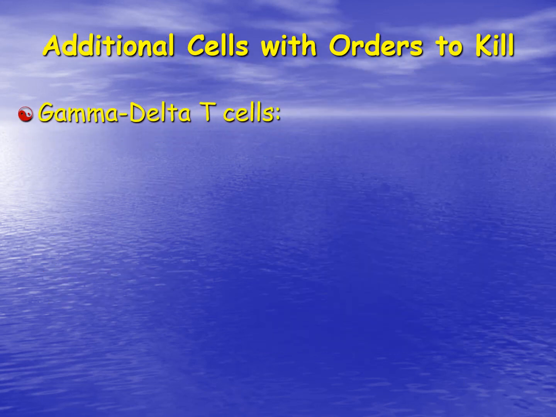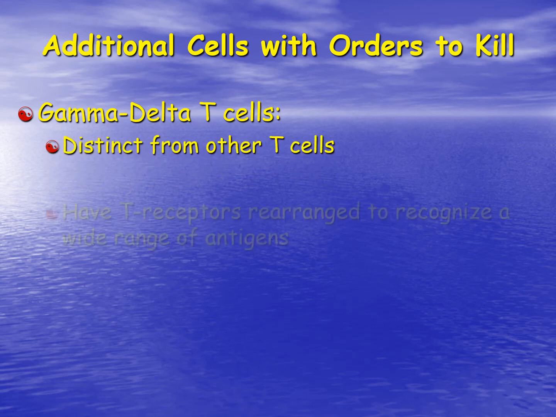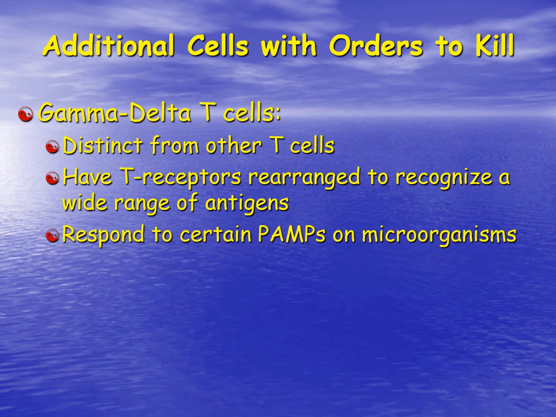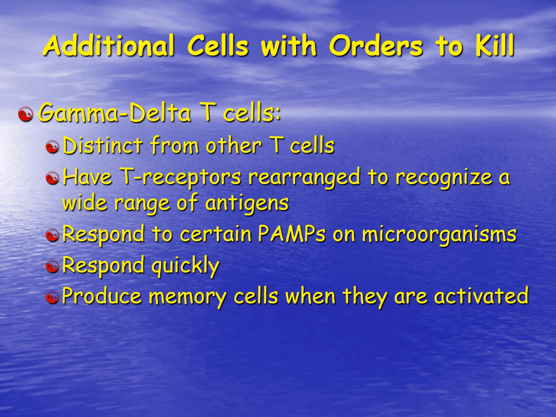Now, I said I wouldn't really mention the gamma delta T cells, but they are distinct from other T cells in the fact that they have T cell receptors rearranged to recognize a much wider range of antigen, and they can even respond to certain PAMPs on microorganisms. So they can actually respond fairly quickly and do produce memory cells when they are activated.